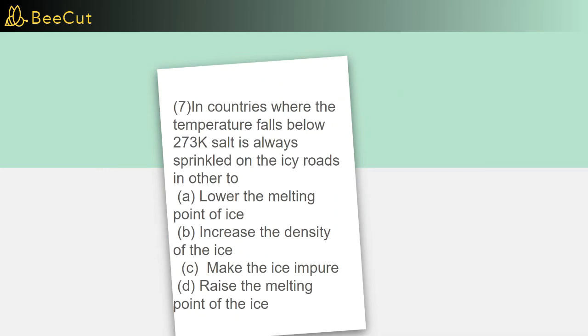Number 7. In a country where the temperature falls below 273 Kelvin, salt is always sprinkled on the icy road in order to: A, lower the melting point of the ice; increase the density of the ice; make the ice impure; raise the melting point of the ice. What happens is it lowers the melting point of the ice, which is option A.